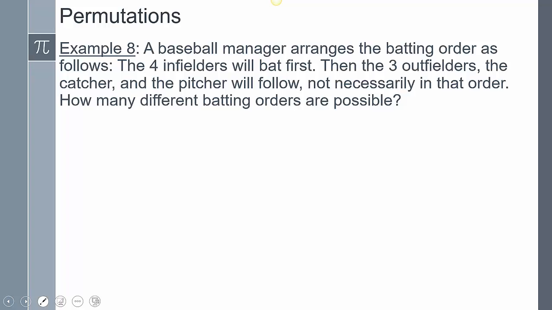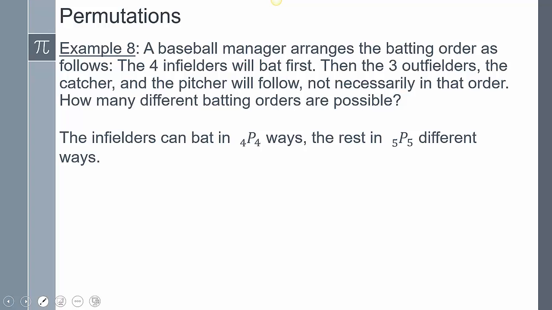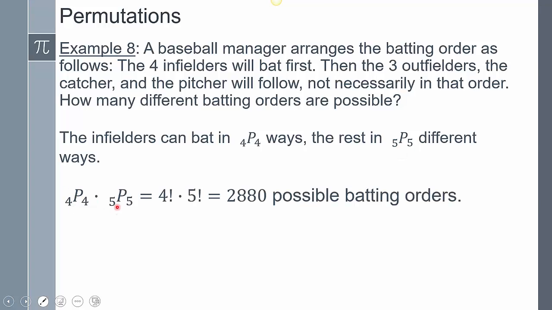So it's talking about 2 different things. We have the 4 infielders, then we have the 3 outfielders, the catcher, and the pitcher, and those are grouped together. So our counting principle is we're going to have to take both of those values and eventually multiply them together. First, the infielders can be arranged in 4P4 ways. And the 3 outfielders, the 1 catcher, and the 1 pitcher grouped together can be arranged in 5P5 different ways. So you just multiply those together, 4 factorial times 5 factorial, and that gives me 2,880 possible batting orders.